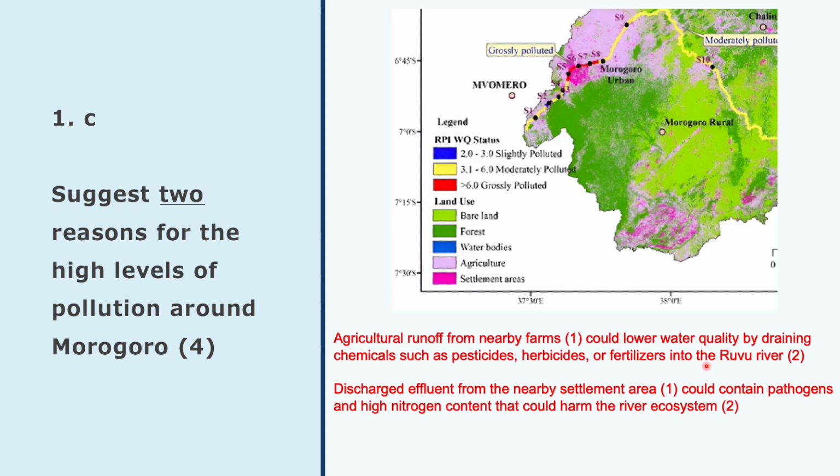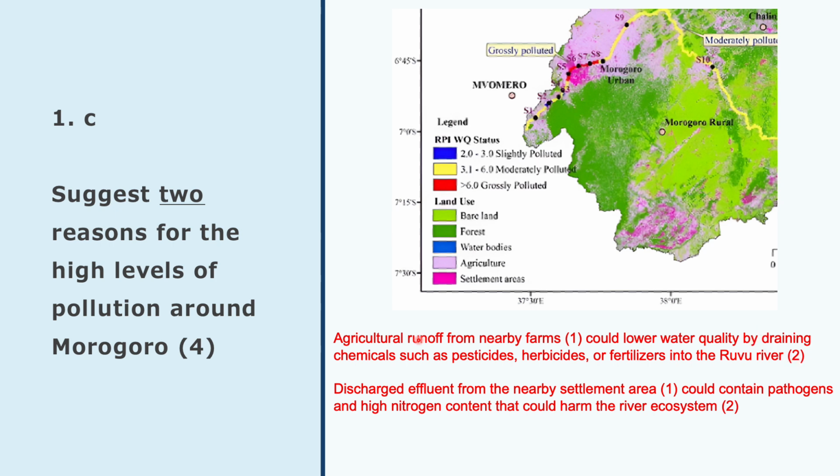Here are 2 possible 2-mark answers. First, agricultural runoff from nearby farms. So just identifying runoff from agriculture would get you 1 there. Could lower water quality by draining chemicals such as pesticides, herbicides, or fertilizers into the river.